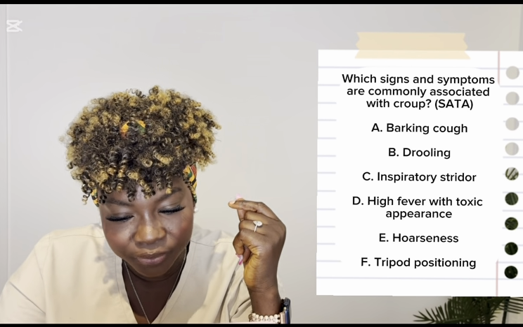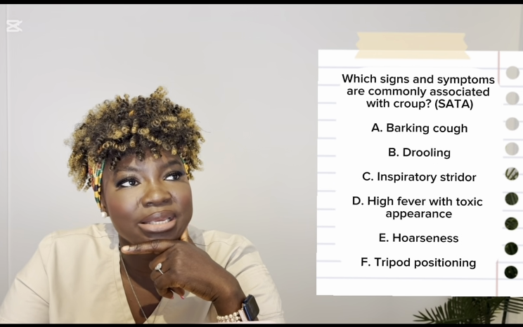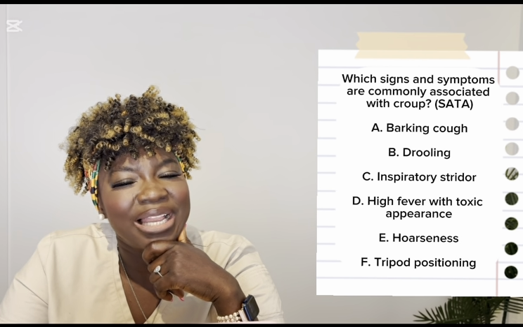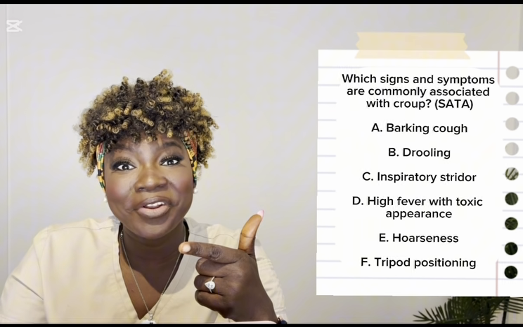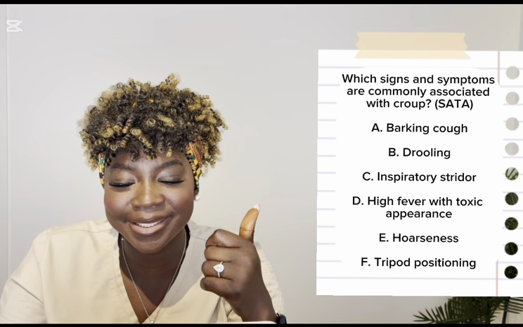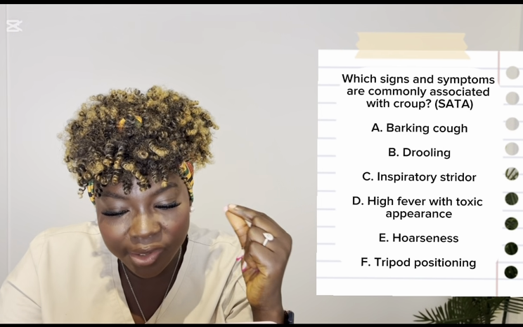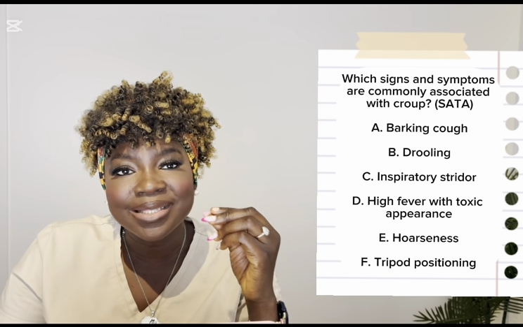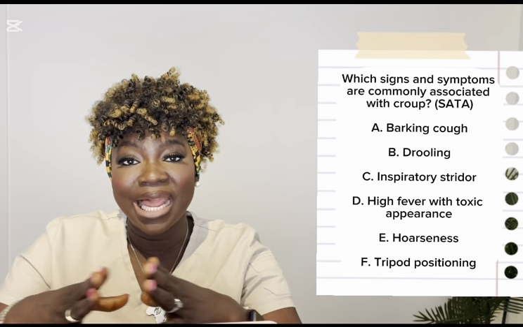Okay, now D, high fever with toxic appearance. Actually, croup generally exhibits low-grade fever and not a toxic appearance. High-grade fever, where are we going to see that? Kawasaki disease. So that makes that wrong. E, hoarseness. Absolutely. Hoarseness can be seen due to the inflammation of the larynx.